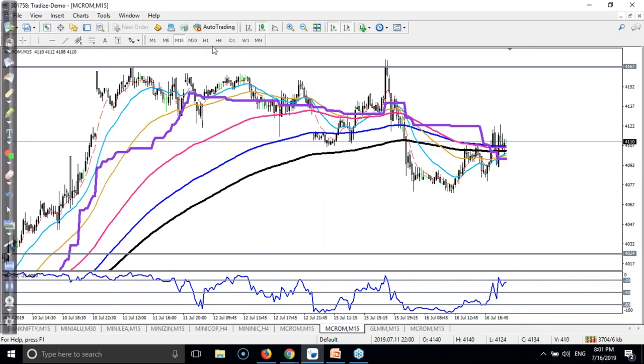Now, crude is running inside. Have you seen this one? Always find your entry point. Don't enter blindly and don't buy too many lots. And always do money management.